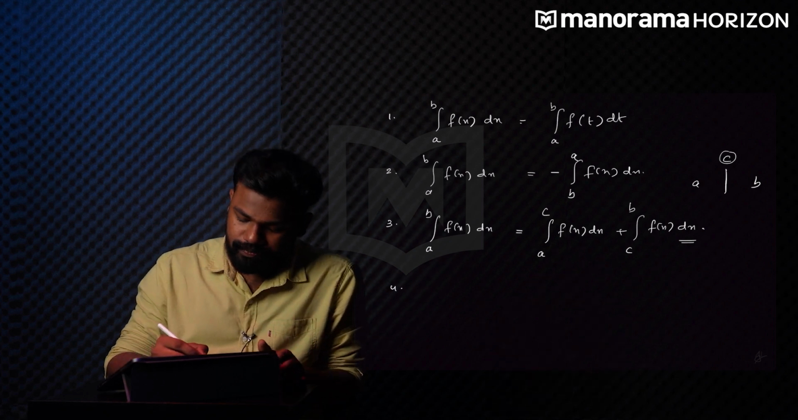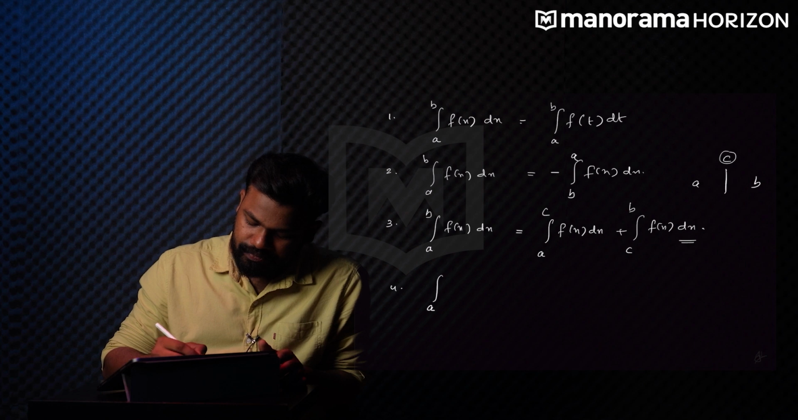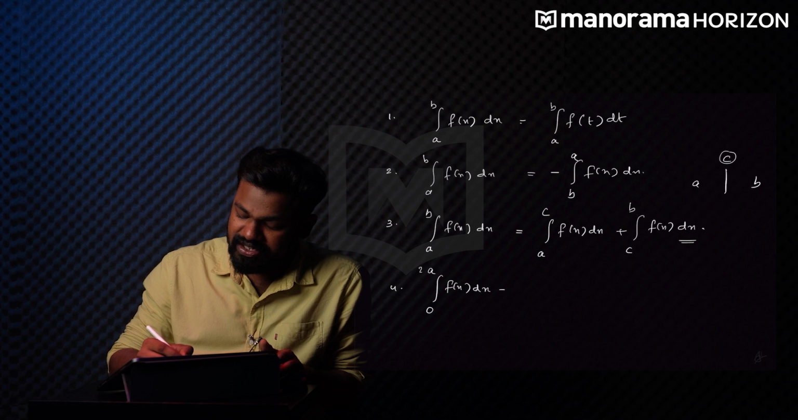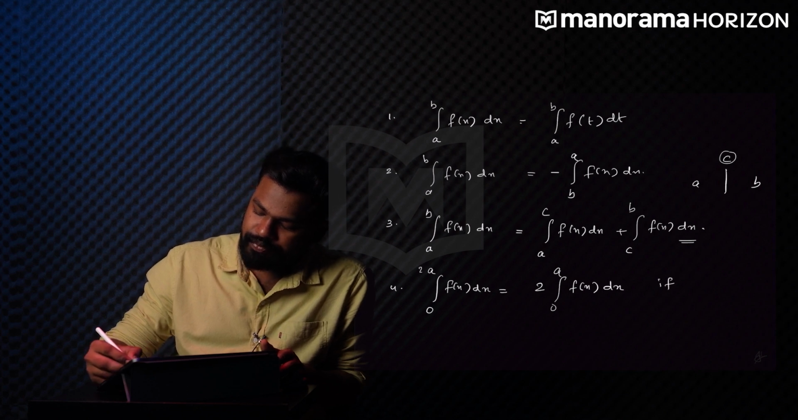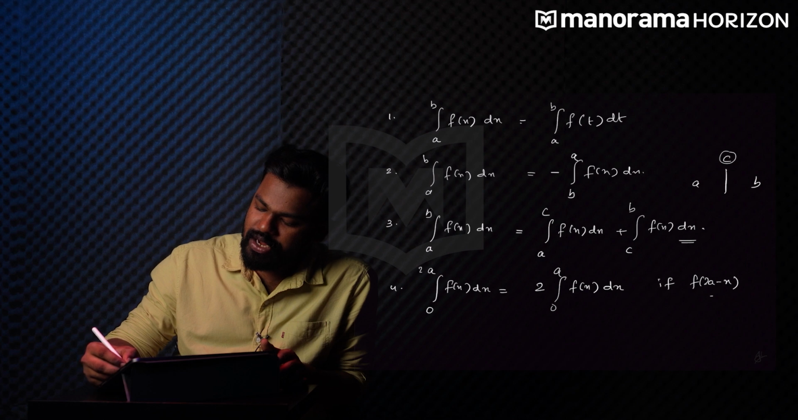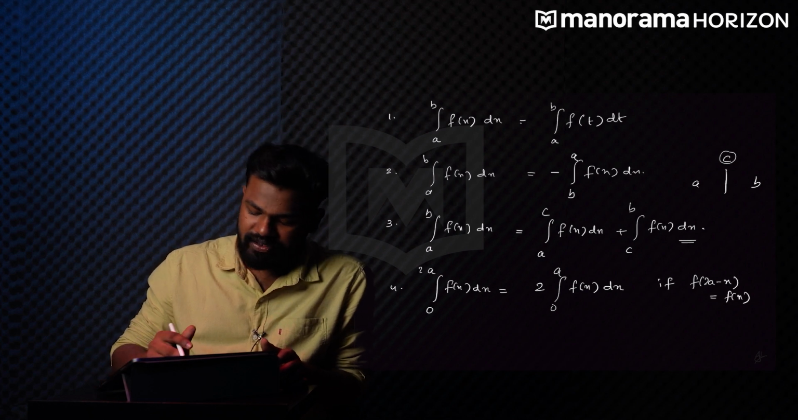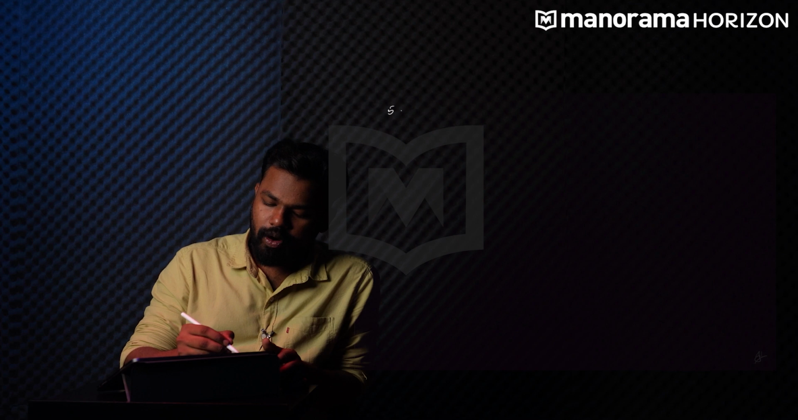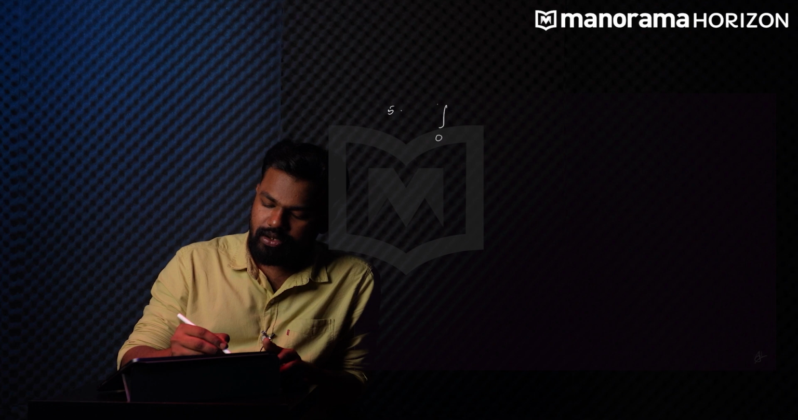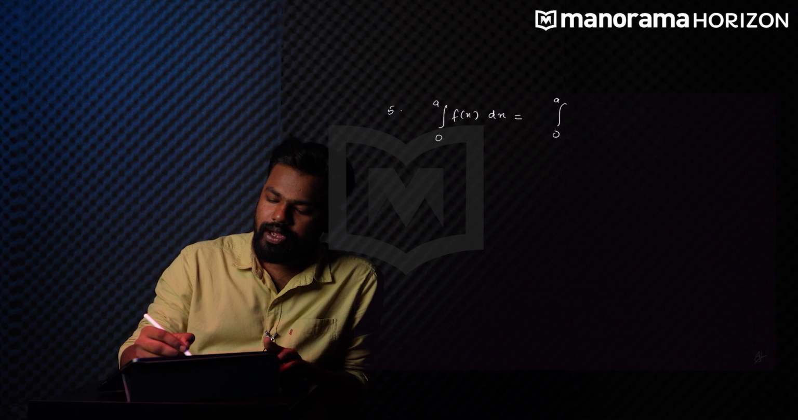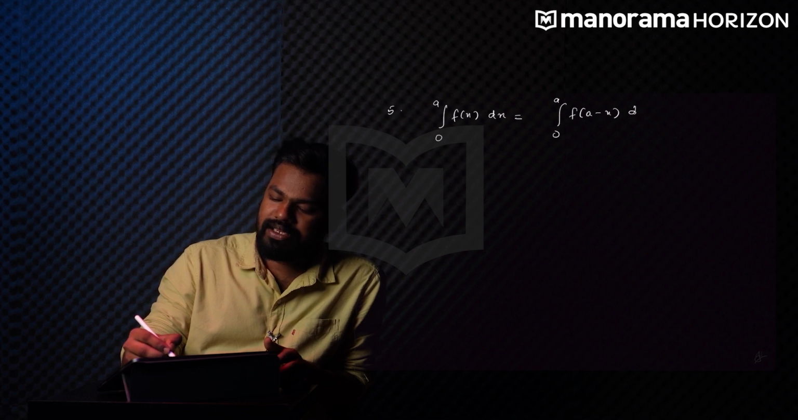Now moving on to the fourth one, integral 0 to 2a f of x dx, that the property that we just written can be written as 2 into integral 0 to a f of x dx if f of 2a minus x is equal to f of x. That's a property we have discussed. Now coming on to the fifth property, integral 0 to a f of x dx can also be written as integral 0 to a f of a minus x dx.